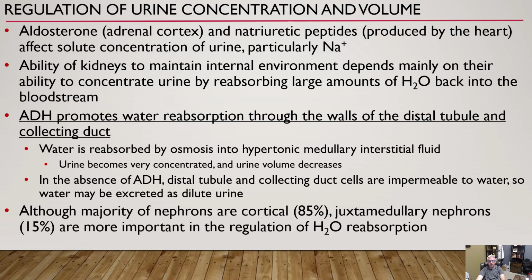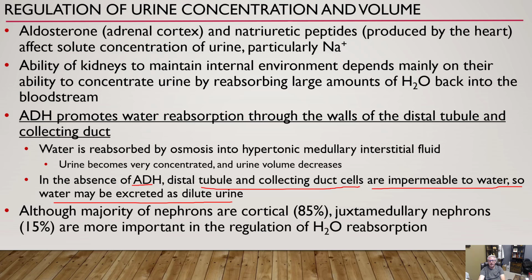hypertonic interstitial fluid. And now, because we're taking water out of the nephron and not putting it in the urine, that urine is going to become concentrated and your urine volume is going to decrease. Now, if we didn't have that antidiuretic hormone, the distal tubule and collecting duct cells would not be permeable to water, and that water would be excreted as dilute urine.